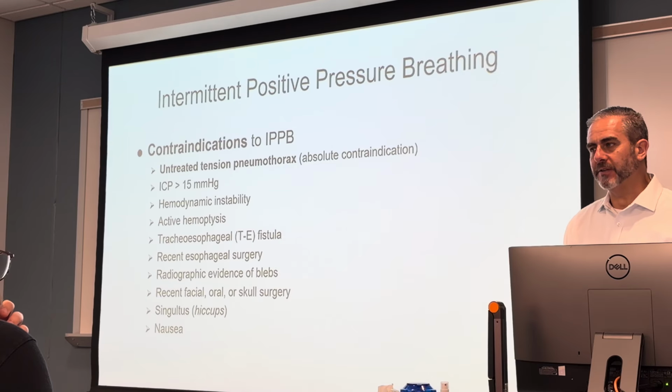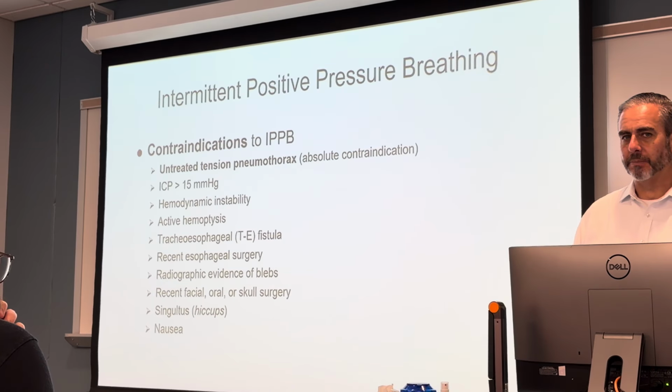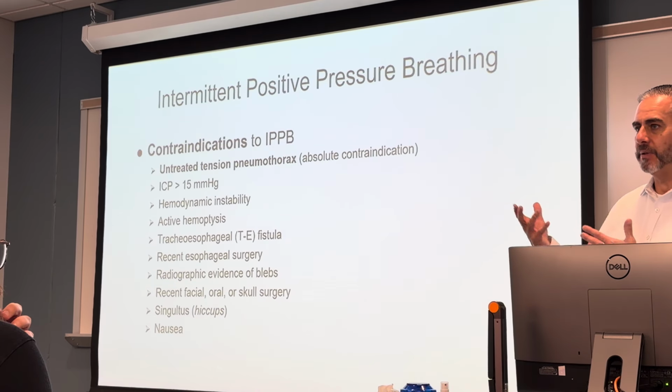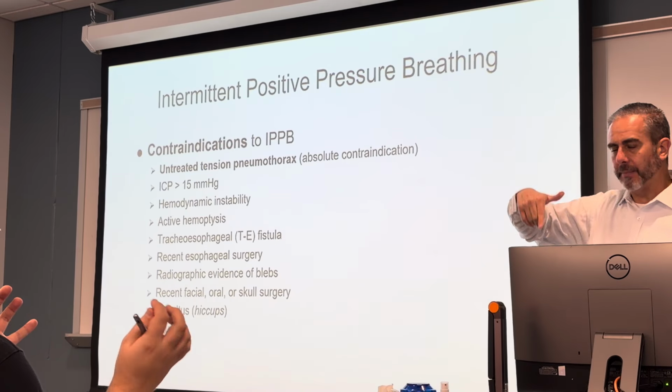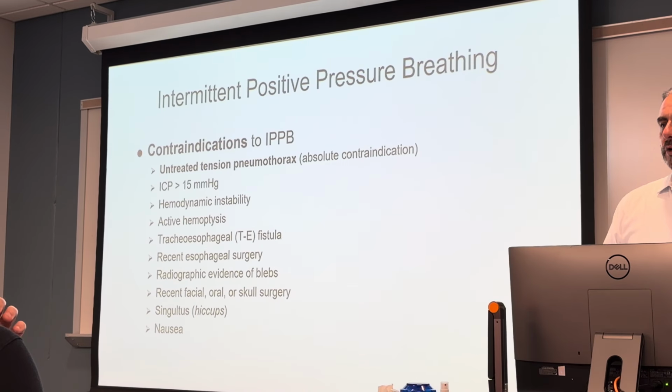Because you know what happens if they have a pneumothorax and they don't have a chest tube in place? What's going to happen to their pneumothorax if you give that patient positive pressure? You're going to make that pneumothorax even worse. Okay? All that pressure is going to go into that pleural space and make that pneumothorax 10 times worse.